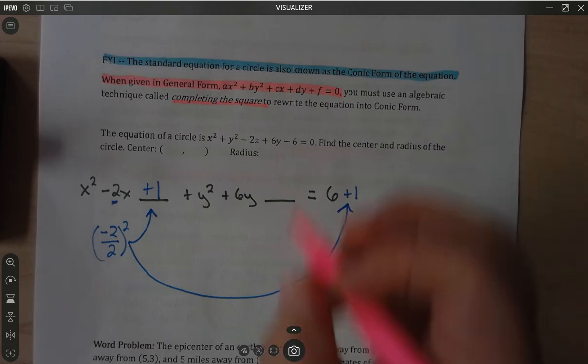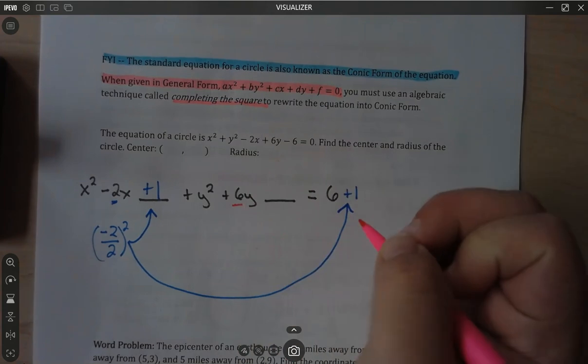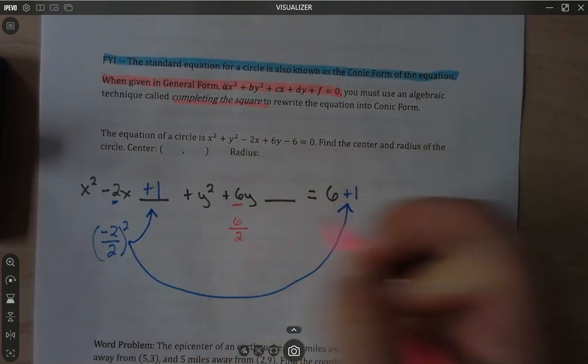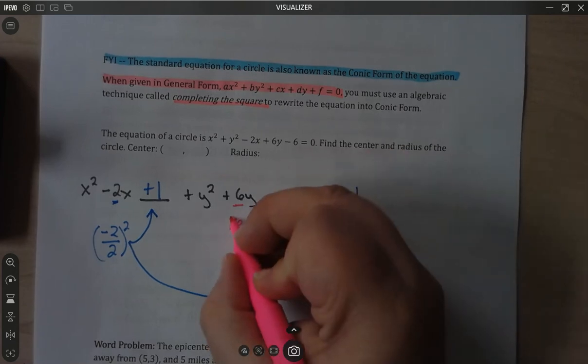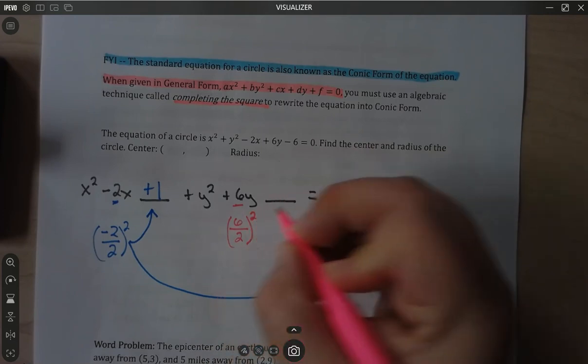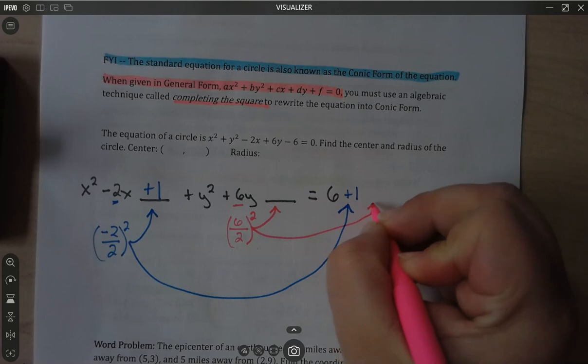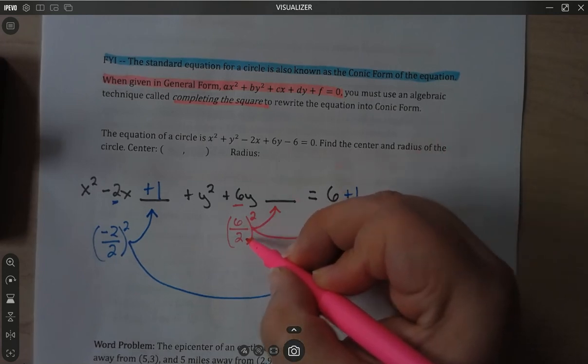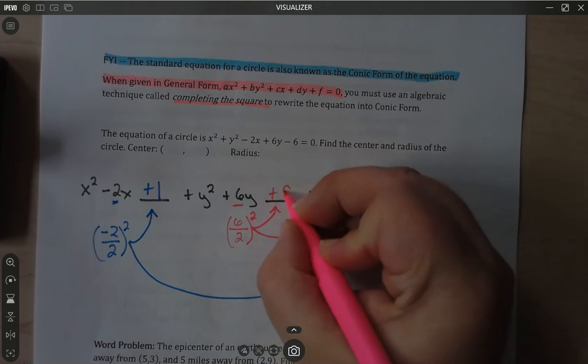And I'm going to do the same thing right here. I have 6. Always divide by 2 and square. The only number that changes here is that top number. And then that goes here and here. So 6 divided by 2 is 3. 3 squared is 9.